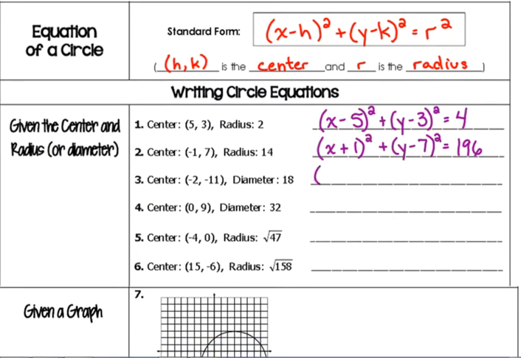Okay, number 3, that would be (x + 2)², because it was a negative 2, plus (y + 11)². Don't leave those squares off. If you don't have the squares, then it's not a circle, it's a line. Is it equal to 18 squared? No, because 18 is the diameter. We square the radius. So if the diameter is 18, the radius is 9. So 9 squared is 81.